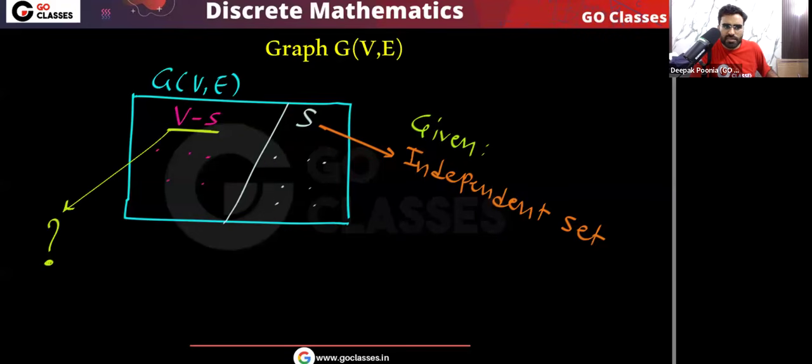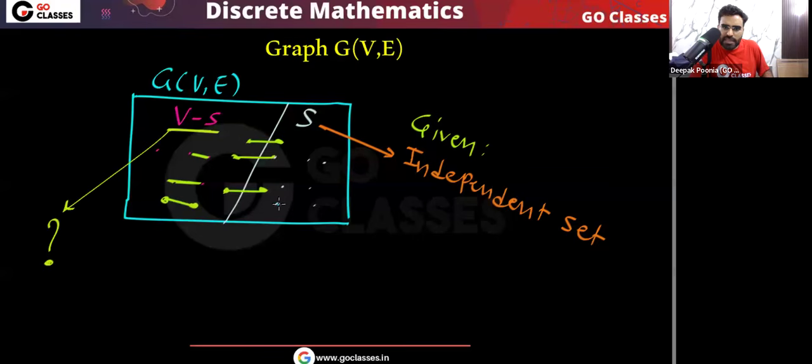So where are all the edges? There is no edge in this area. All the edges will be maybe in this area. Edges can be in this area, or maybe like this, one endpoint here, one endpoint here. Yes or no? I hope you understood. But remember, there cannot be any edge in this area, because these are pairwise non-adjacent.